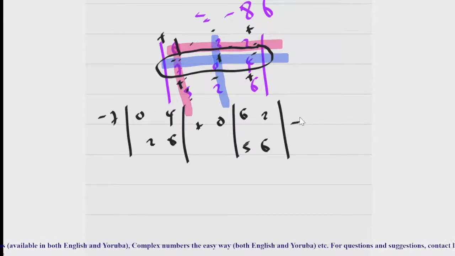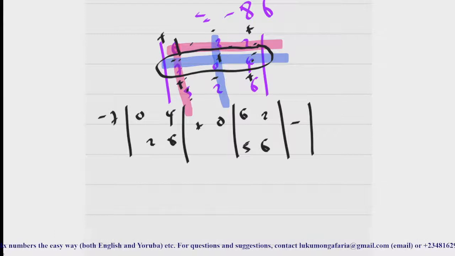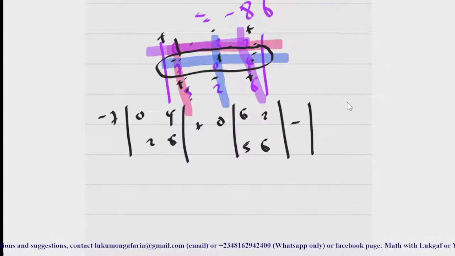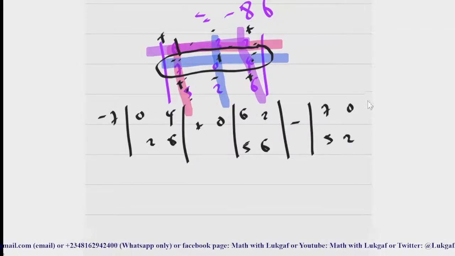Then lastly, minus, the cofactor here is minus. Then you take the minor of 4 as well. What will be the minor of 4? You clear the row as well as the column. What do I have left? 7, 0, 5, 2. I hope you understand now.